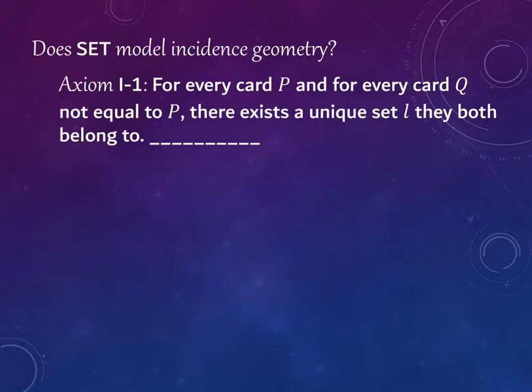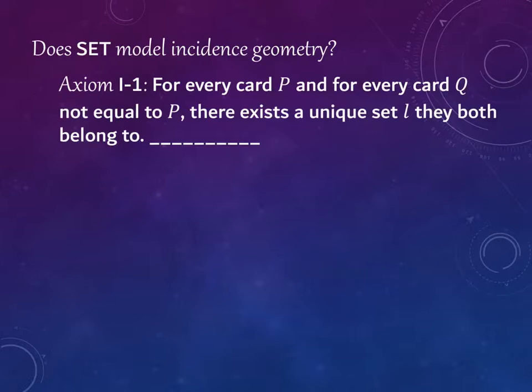The first axiom, I1, and I've changed again the language to include our interpretation laid upon it. For every card, P and Q, so 2 different cards, there exists a unique set that they both belong to. Now think about it. If I take 2 cards, they're going to have some things in common and some things different. Well, they're not going to have everything in common, but you know what I mean, right? When you're comparing them, there are going to be some commonalities and some differences.